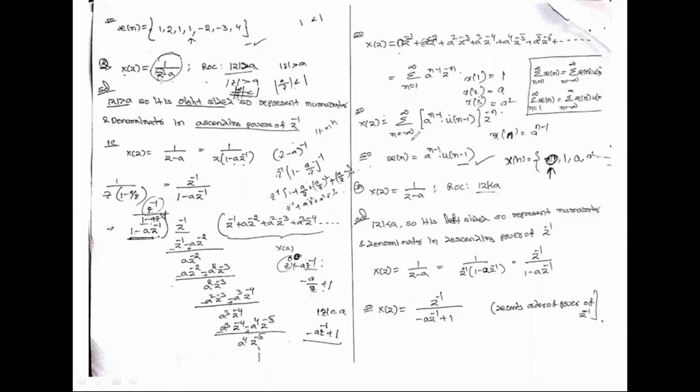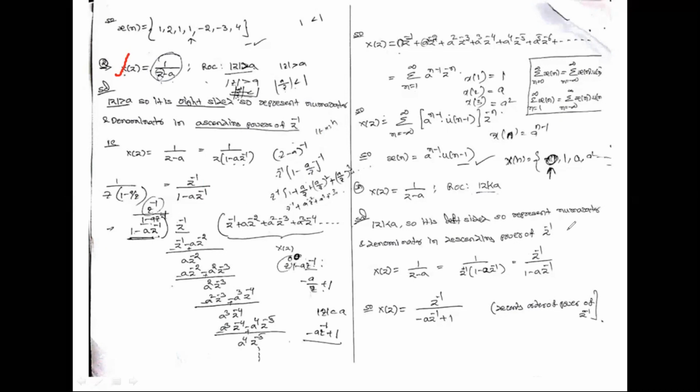What is the sequence now? We got, when n is equal to 0, a power minus 1, and n equal to 1, a power 0, that is 1. And then a, since 2 minus 1 is 1, a square since 3 minus 1 is 2, and so on. Got it, my dear students? This is the sequence we get for x of n, and x of z is given by 1 by z minus a. By using the long division method, since it is right-sided, you have to remember that it is in ascending order of the powers of z inverse.